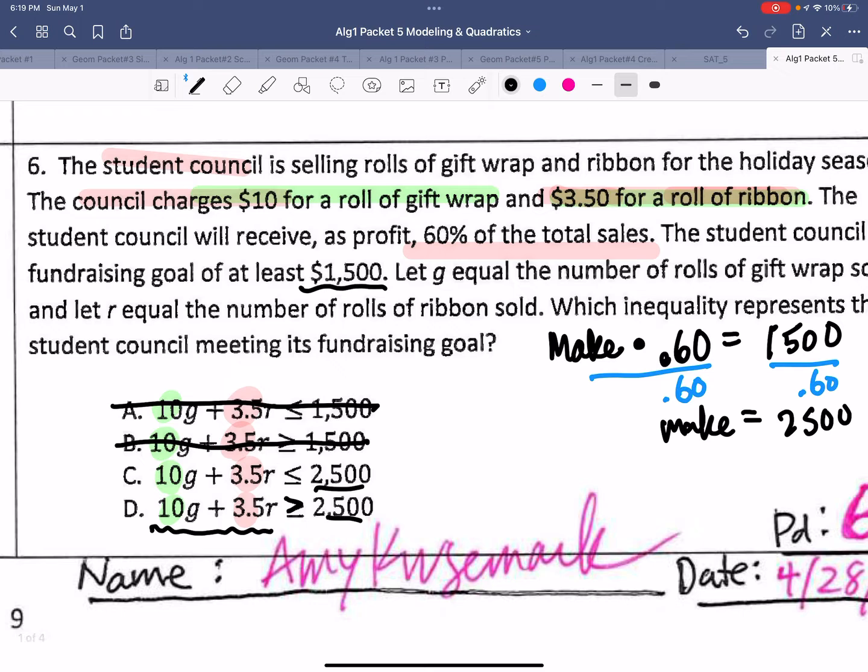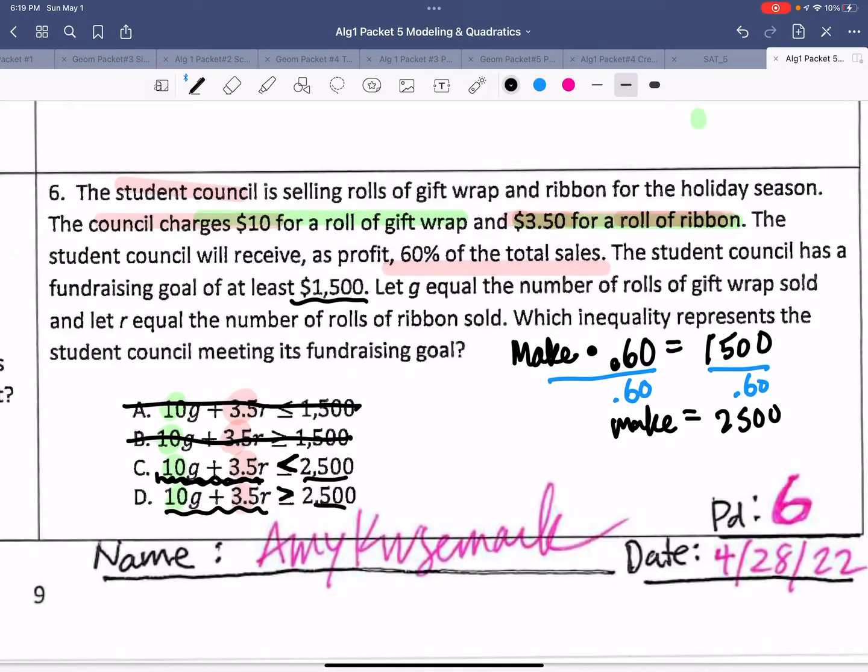Or maybe not, that's how much we sell. So we could think, we've got to figure out, is this how much it's costing us or how much it's making? So let's read on. It says the student council has a fundraising goal of at least $1,500. Let G be the number of rolls of gift wrap sold. Let R equal the number of ribbons sold. Which inequality represents the fundraising goal?